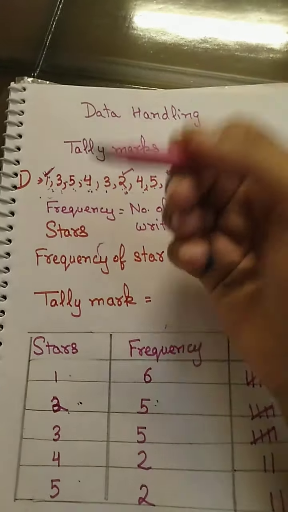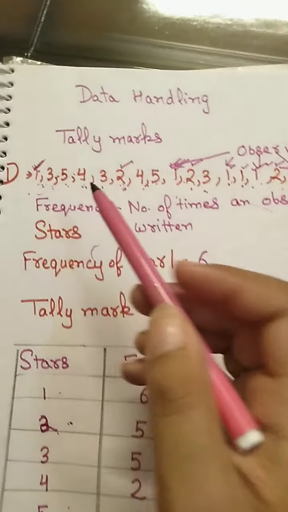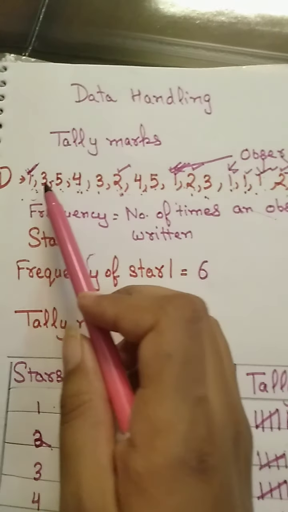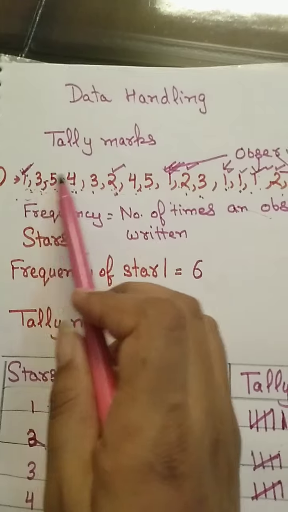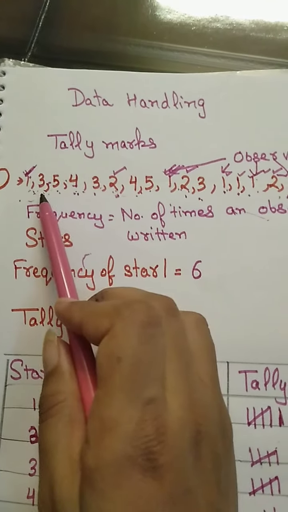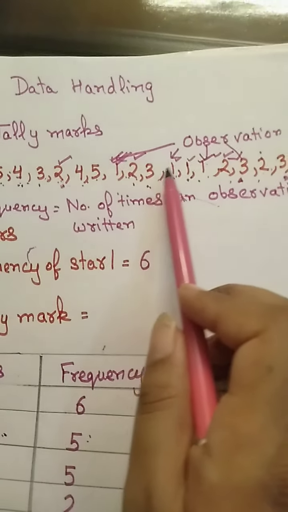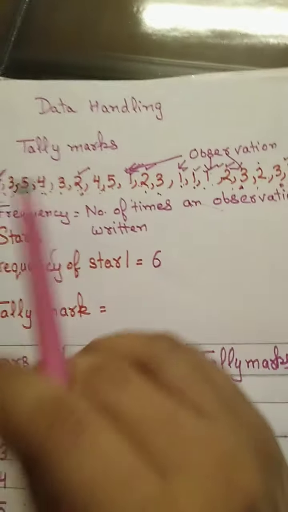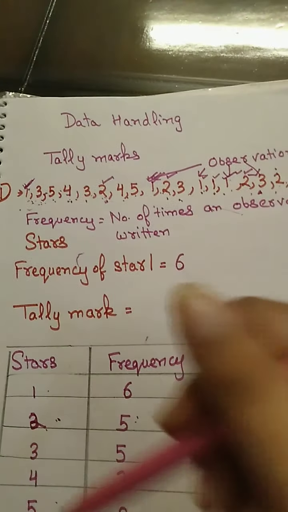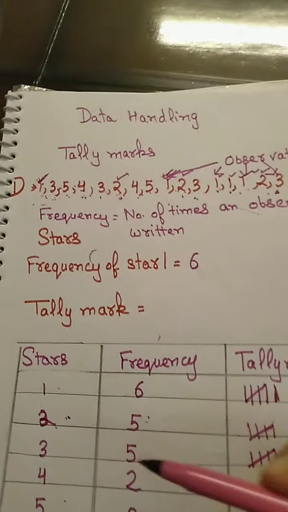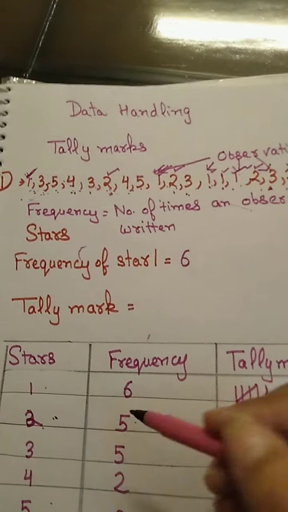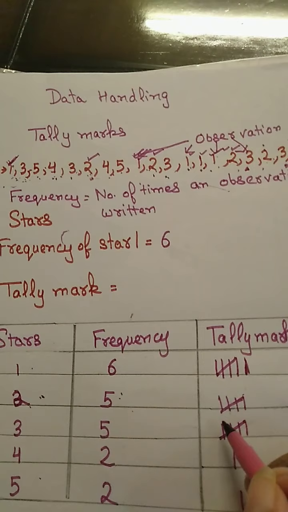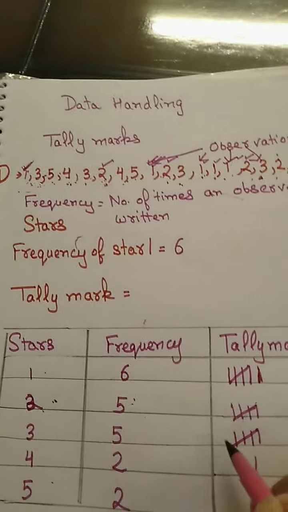So how many 3 stars are written in this data? The 3 observations are here, 1, 2, 3, 4, 5. It means the number of times star 3 is written is 5. It means the frequency of star 3 is 5. And how can we write it? 1, 2, 3, 4, 5.